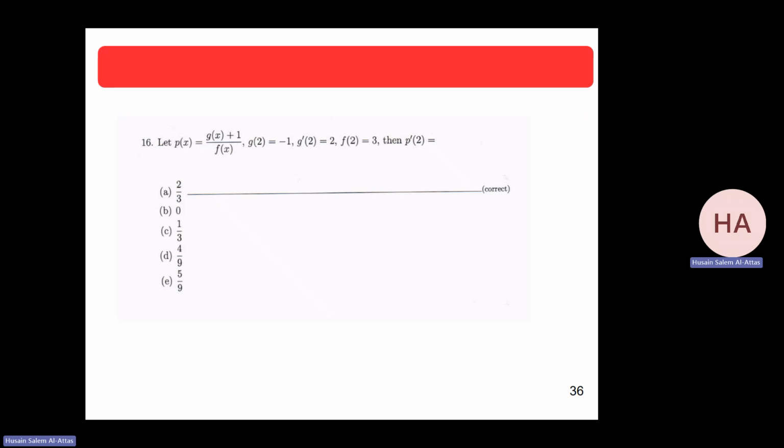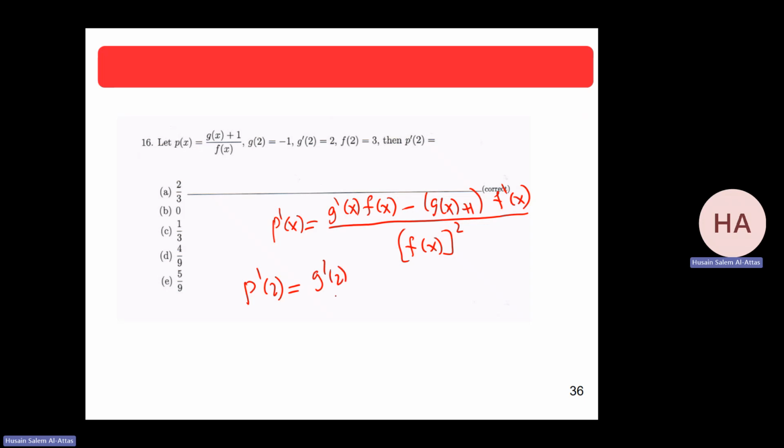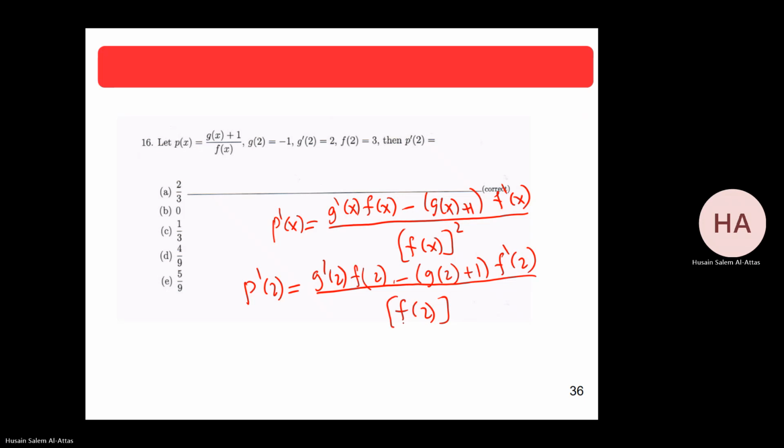P of x equals f of g of x plus 1 over f of x. You need the calculation. P prime at x: derivative of the numerator, g prime times f of x, minus the numerator times the derivative of the denominator, over the denominator squared. Now substitute. I want p prime at 2, so I need g prime at 2, f at 2, minus g at 2 plus 1, f prime at 2, over f at 2 squared. That gives me what? g prime at 2 is 2, f at 2 is 3, g at 2 is minus 1, this is plus 1, f prime at 2, I don't have f prime at 2. Do we need it? No. Why? Because this is 0. So f prime at 2 would be nothing. Okay?